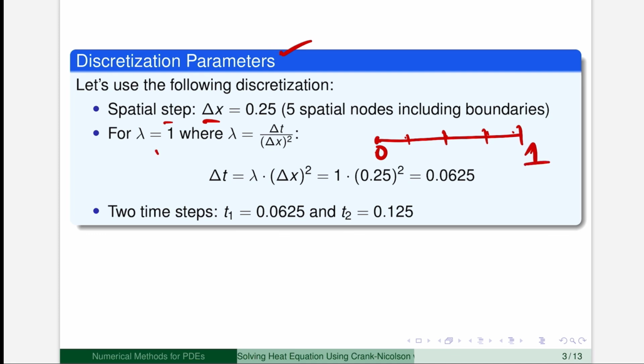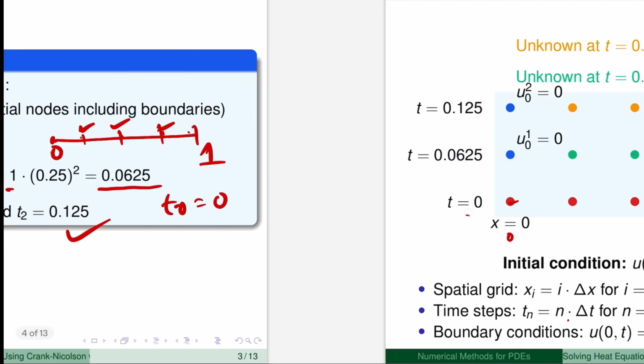Here lambda is equal to 1, and we know lambda is Δt by Δx squared. So as lambda is equal to 1, Δt will be lambda times Δx squared, so 1 into 0.25 squared, that is 0.0625. Two time steps we have to calculate. We start from t0 equal to 0, then t1 equal to 0.0625 and t2 equal to 0.125. Two steps means at t equal to t2, we have to calculate the node values.